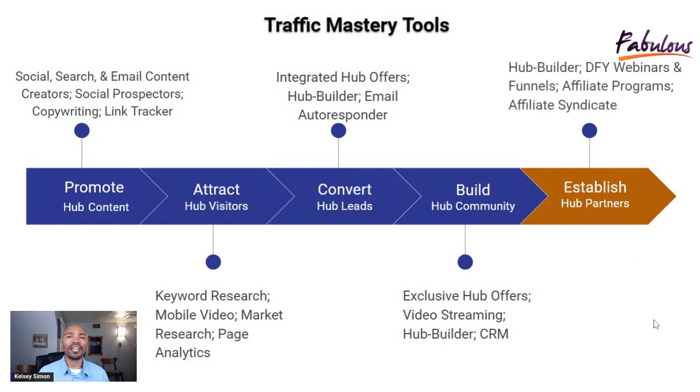And then finally, you need tools to help you to establish hub partners. So to help you with that, you would use your hub builder, your done for you webinars and funnels, affiliate programs that you join, as well as affiliate syndicates. All of these are the 5 types of tools that you can use to create affiliate hub traffic in your affiliate marketing business.